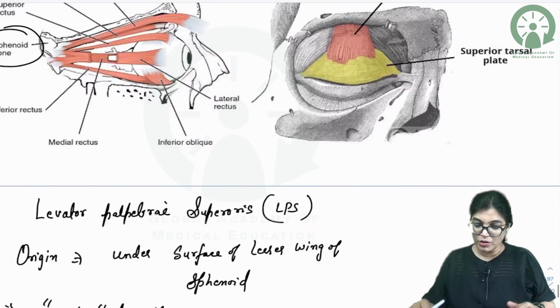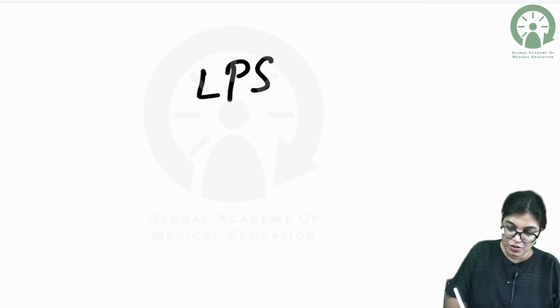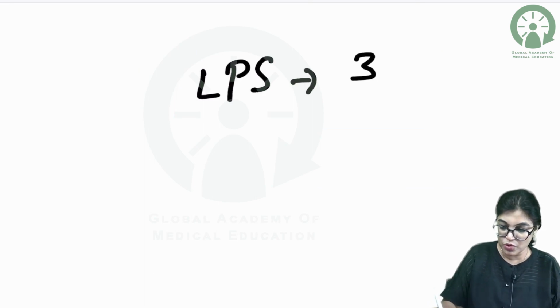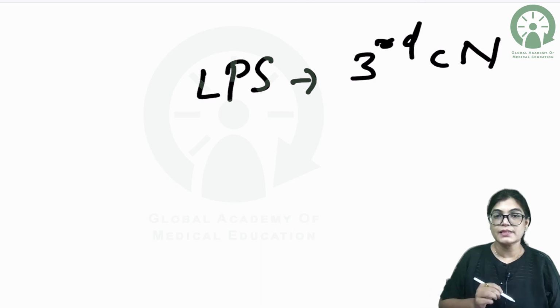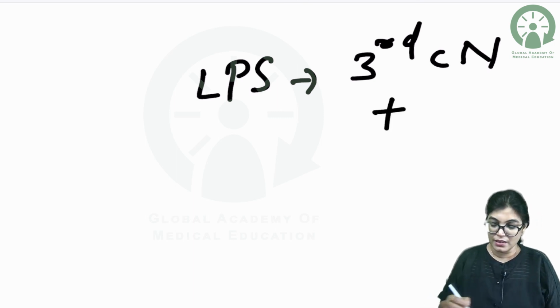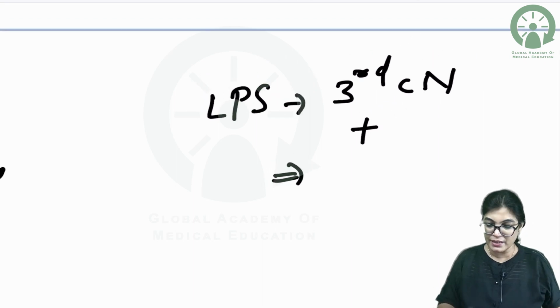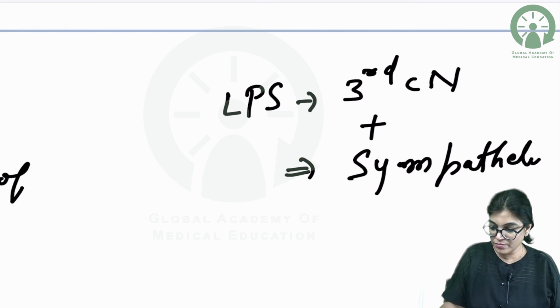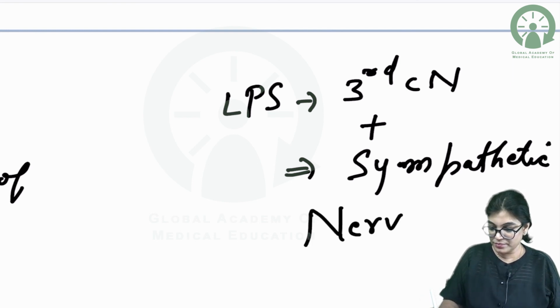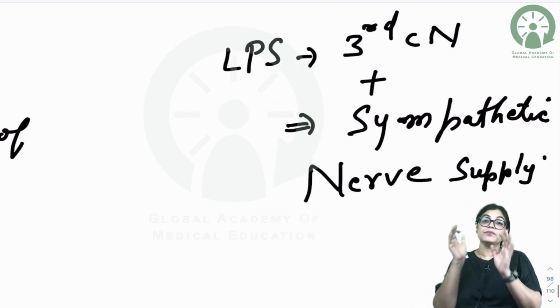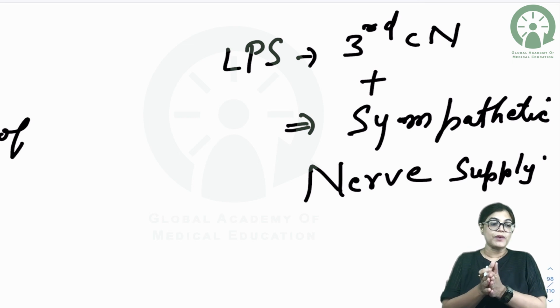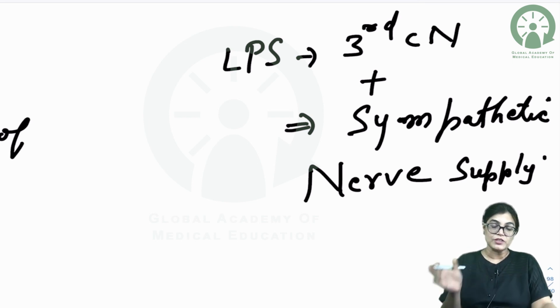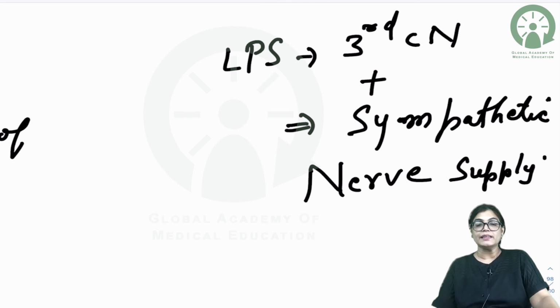So if I talk about this LPS muscle, this is unique because it has innervation from both the third cranial nerve, for the skeletal muscle fibers, and sympathetic innervation for the smooth muscle fibers. That is the uniqueness of this LPS muscle, which consists of both motor fibers, skeletal muscle fibers getting innervation from the third cranial nerve, and sympathetic innervation for the part of the smooth muscle.